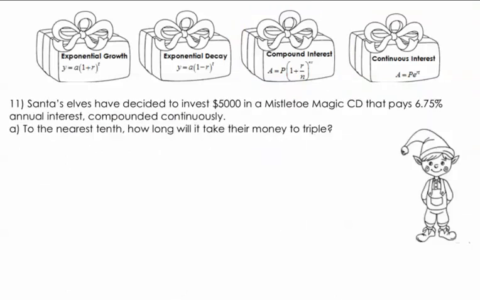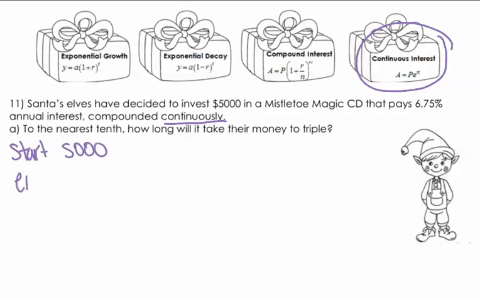Okay, so this last one here, Santa's elves have decided to invest $5,000 in a mistletoe magic CD that pays 6.75% annual interest compounded continuously. So the continuously here, that's your keyword. Compounded continuously tells us we're going to be using that continuous interest formula. To the nearest tenth, how long will it take their money to triple? So we need to understand that if we're starting with $5,000, then that means we're going to be ending with 3 times $5,000, which is $15,000.